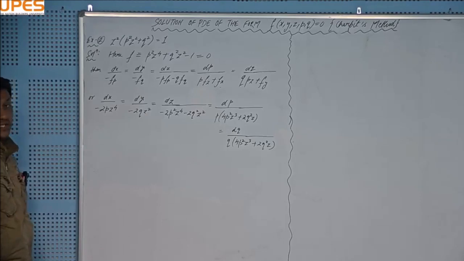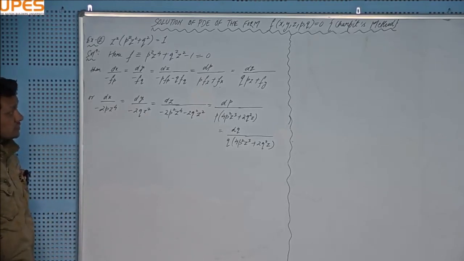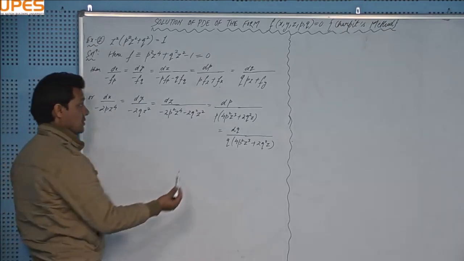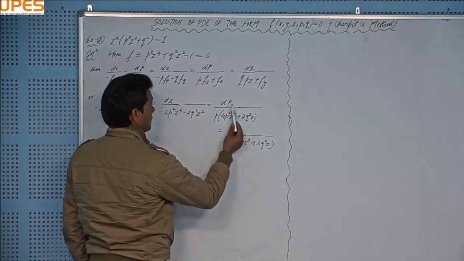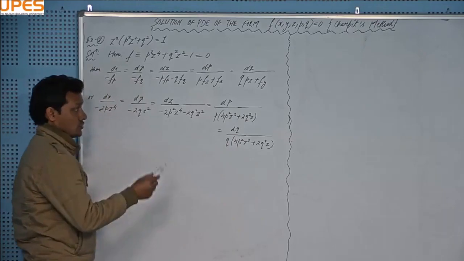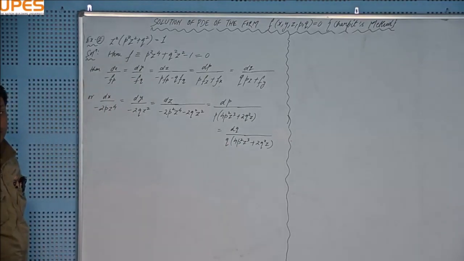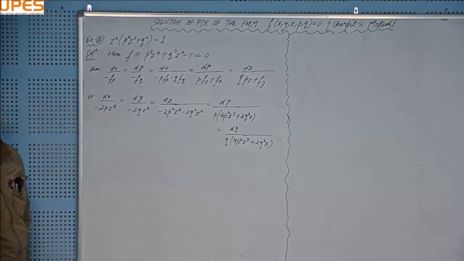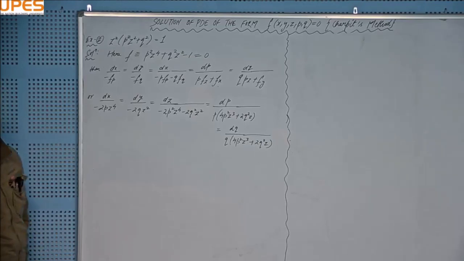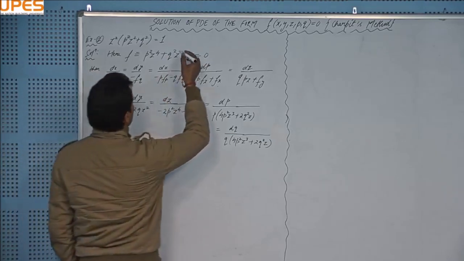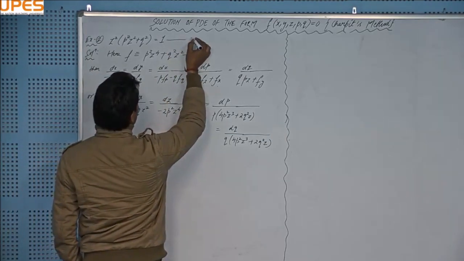Now it is up to you which ratio you will choose in order to get p and q as functions of x and y. Let me choose the last two ratios because you can see that the same factor is appearing in the denominator of dp and dq. So choosing the last two ratios will be easy, right? And that will allow us to find a relationship between p and q this time. And then by some manipulation I will get the values of p and q in terms of x and y. And let me write this as equation number 1.